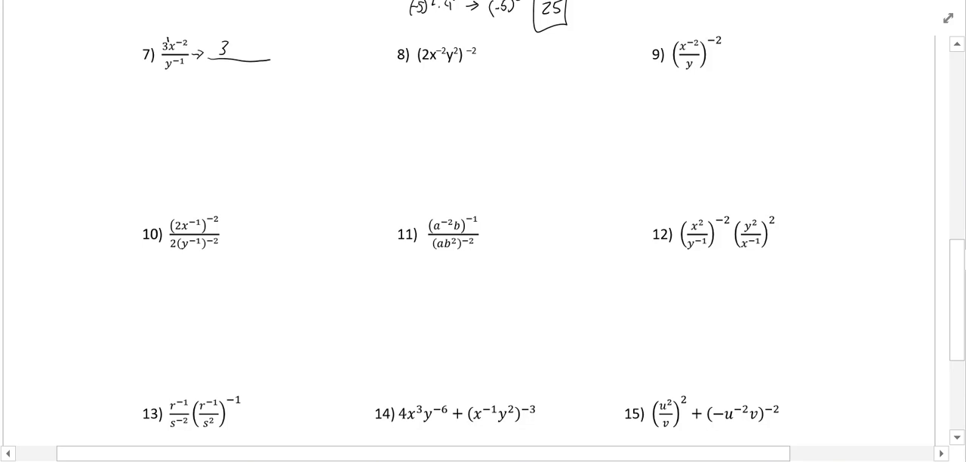This x to the negative 2, to make it positive, since it's in the numerator, it would have to go to the denominator. So that becomes x squared in the denominator. This y to the negative 1 in the denominator, to become positive, moves back to the numerator. So this becomes y to the first here. There's nothing to reduce, so this whole thing is your answer.